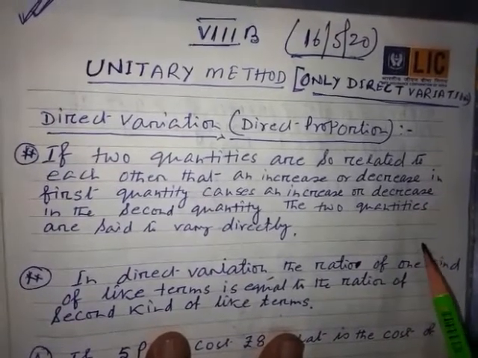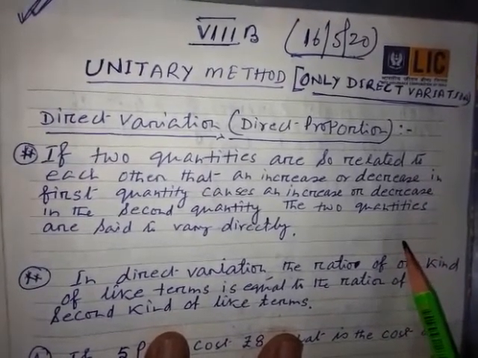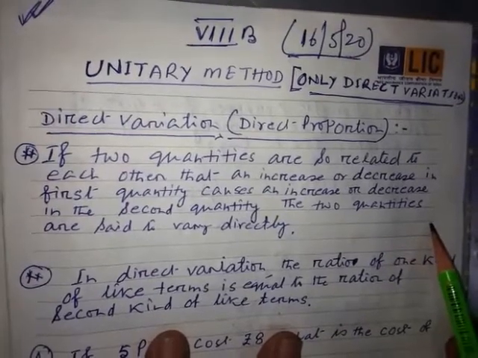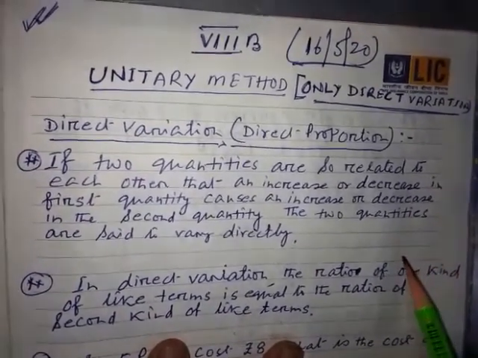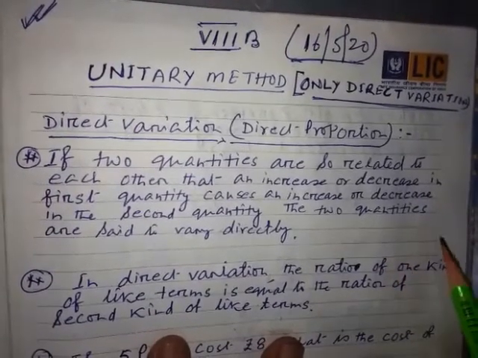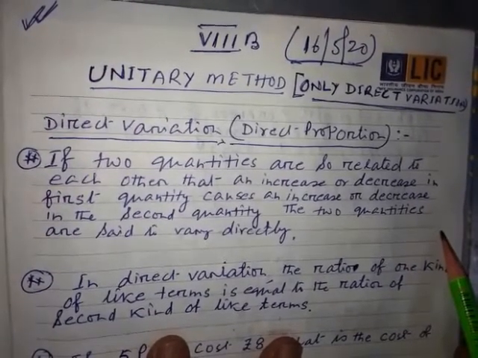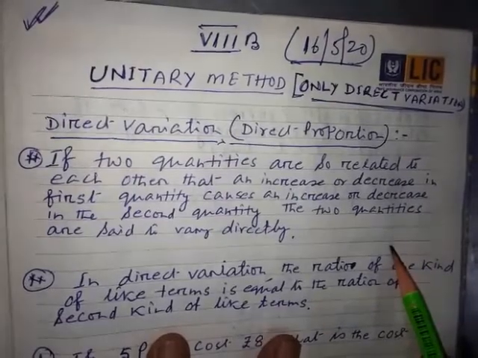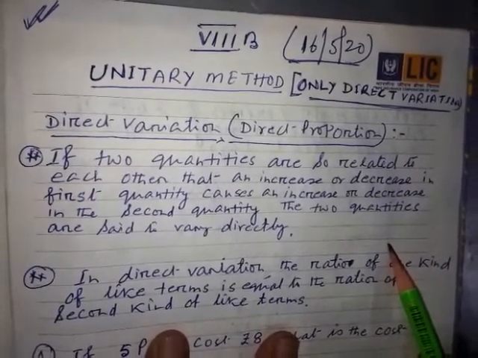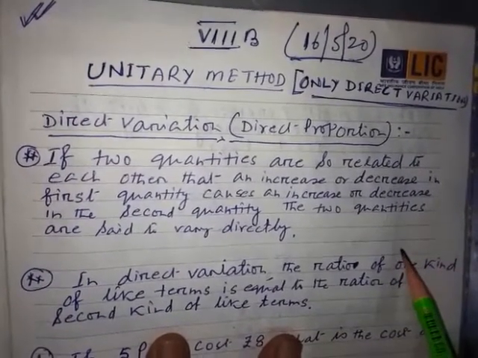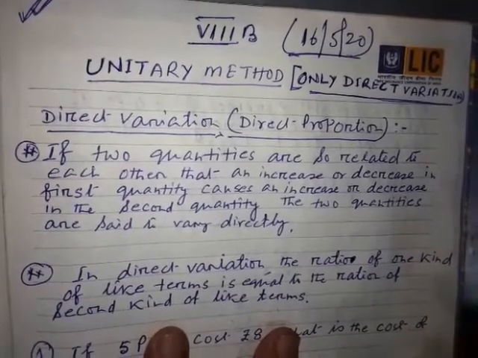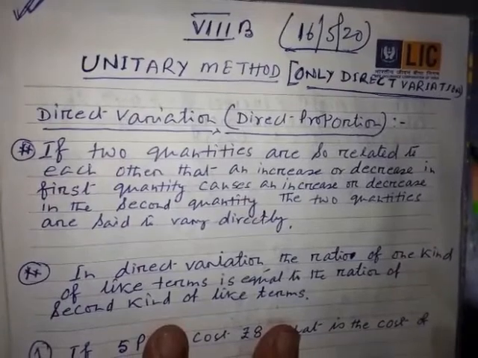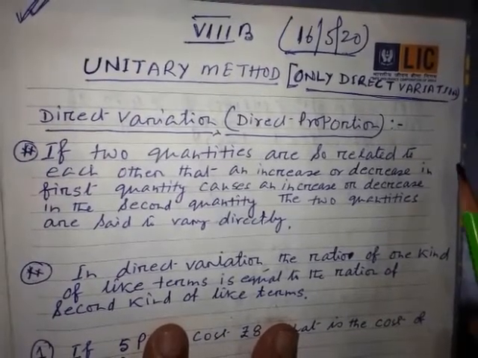And whenever you are going to find the value of 1, if the value of 1 is less, then division will be there, and when the value of 1 will be more, then multiplication will be there. Now here we are only going to talk about when the value of 1 will be less. I am not going to discuss any problem based on when the value of 1 will be more, because I think in the class 8 syllabus only the direct variation is there.